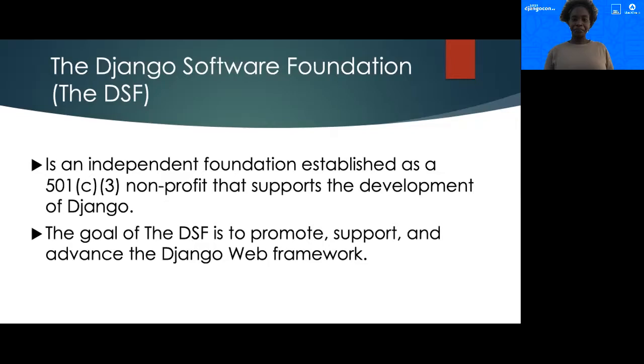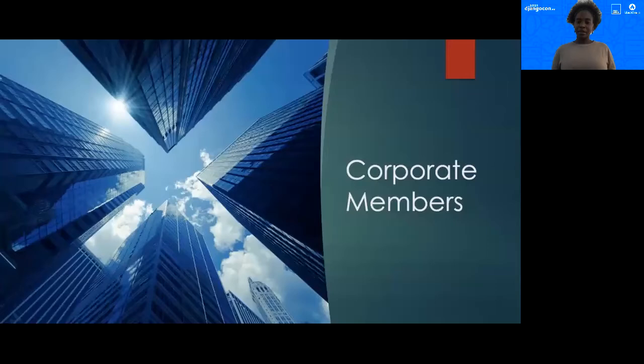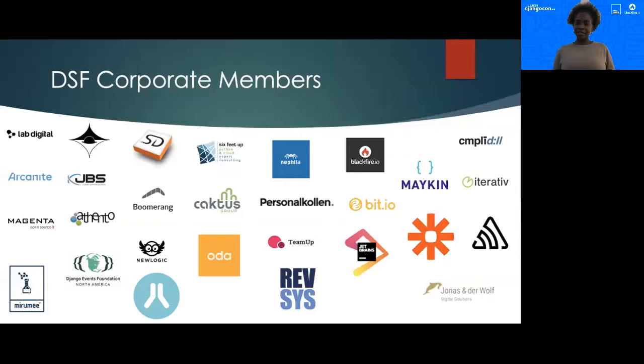So who makes up the DSF? The DSF has three types of members: corporate members, individual members, and Django core developers. I will explain each of them in turn. The first type of members we have are corporate members. Corporate members are organizations that support the Django Software Foundation financially. Some of them also participate in membership discussions, foundation member meetings, or serve in committees or on the board.